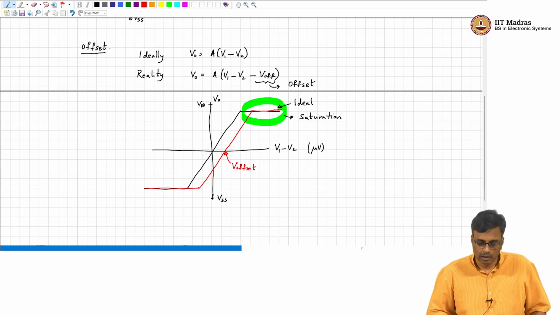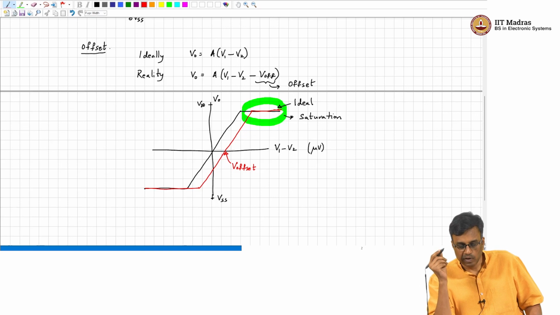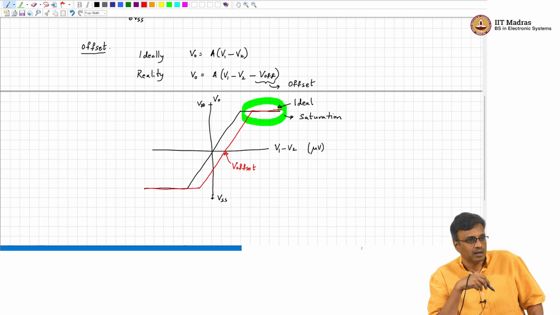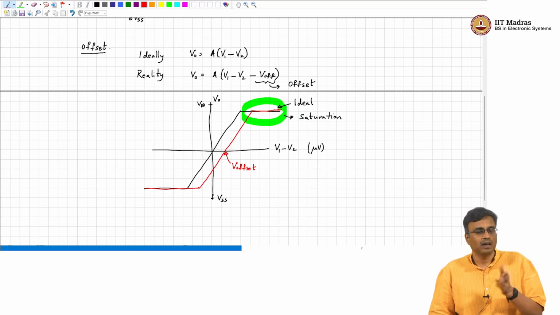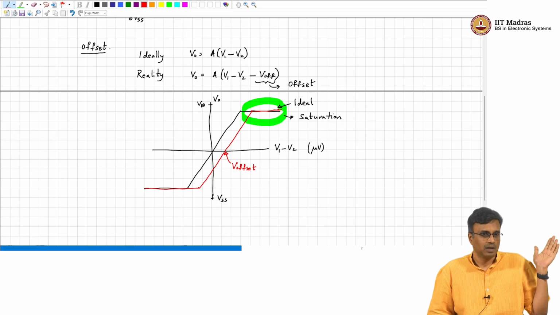Ideally, if you short the two inputs of the op-amp, what would we expect the output to be? Ideally, when you short V1 with V2, what do we expect the output to be? 0, right. In reality, what will it be? At least from this picture, it seems like it will be some A times V offset, and if V offset is sufficiently large, then what do you think will happen? It will either be plus VDD or minus VDD.